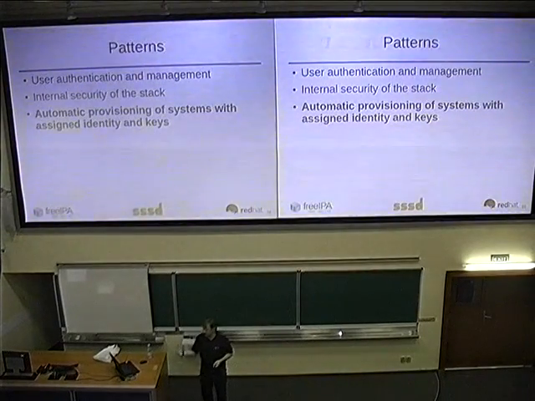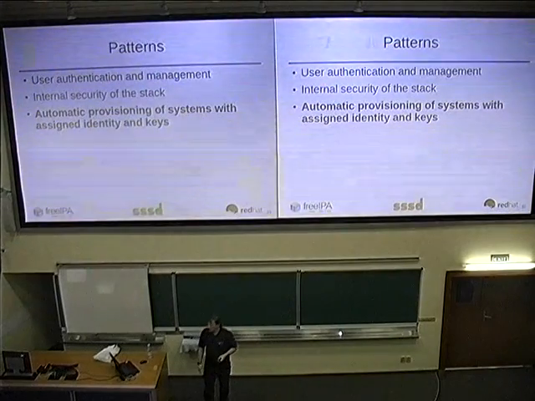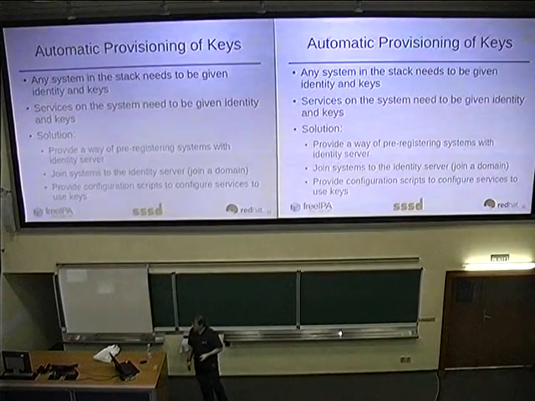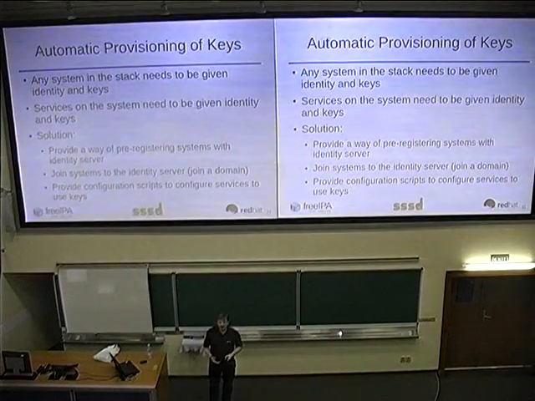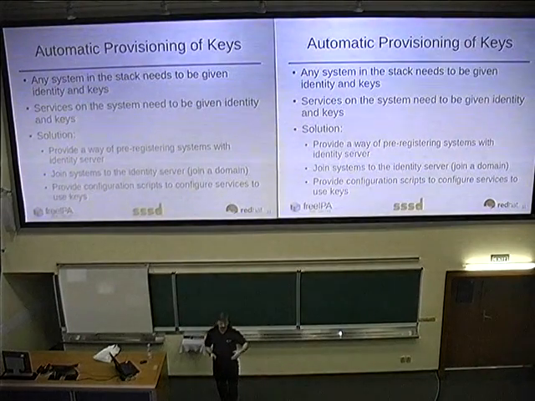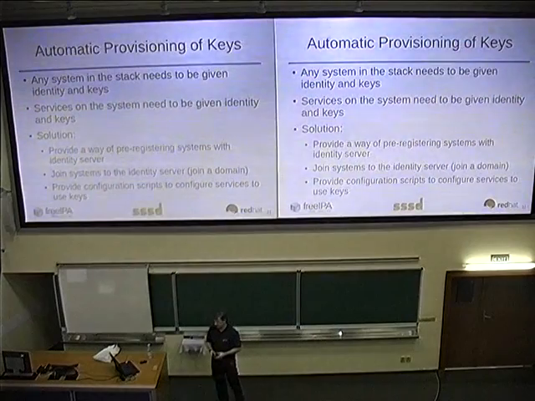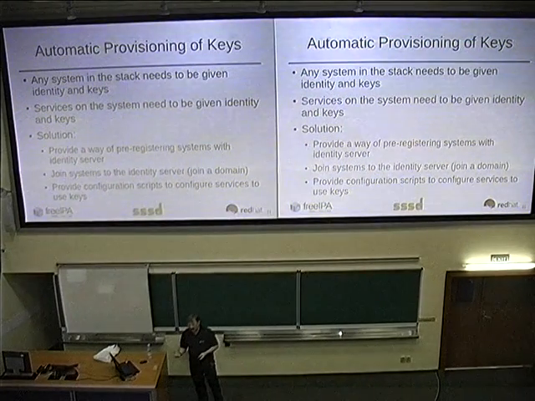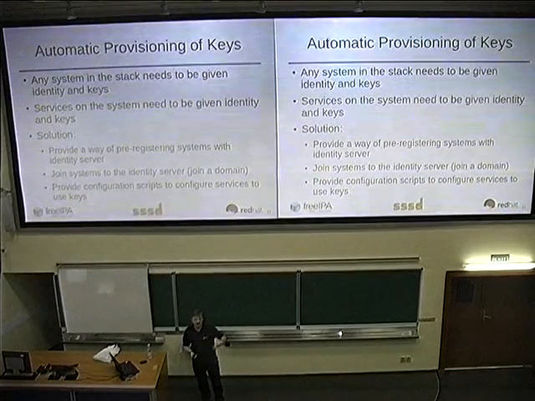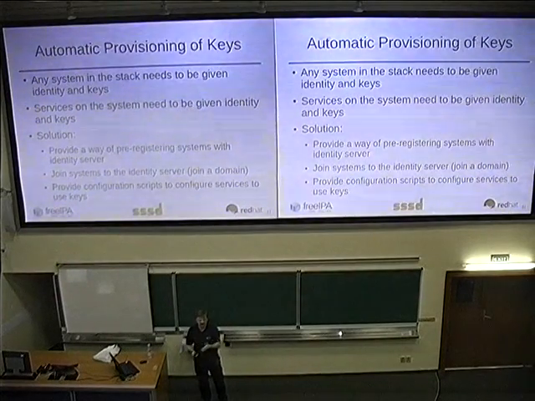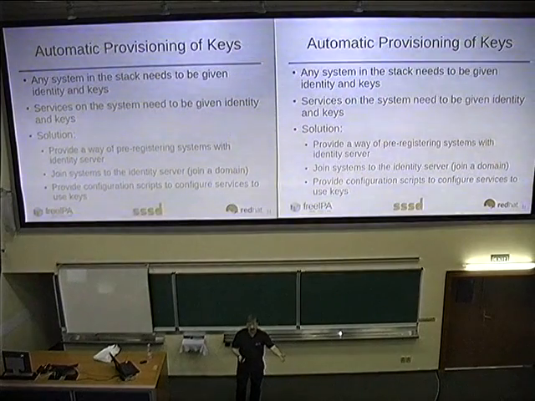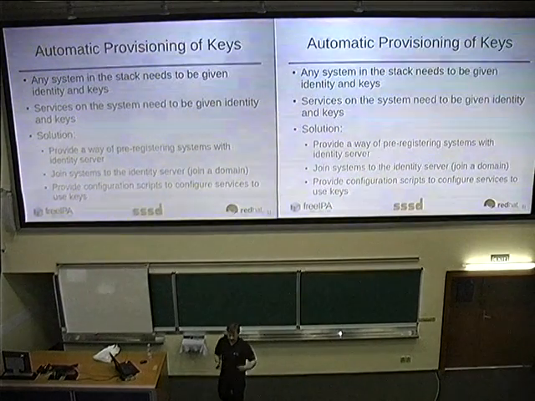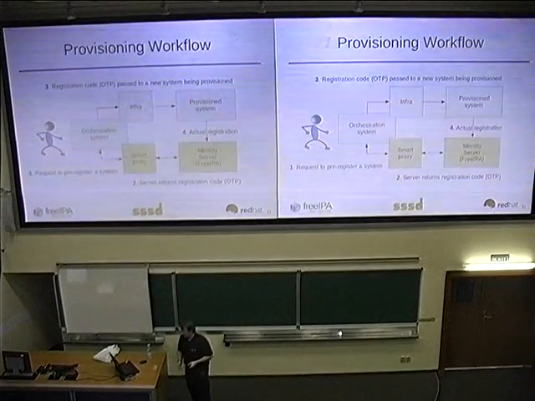Next we will be talking about the automatic provisioning of systems with identity and keys. As I mentioned, we need to provide the identity to the system so that the identity can be given to the services running on that system. And the solution is to provide a way to pre-register the system with the identity management, and then when it is provisioned, to pass to the system a registration code, an OTP, so that the system can connect and complete the registration.